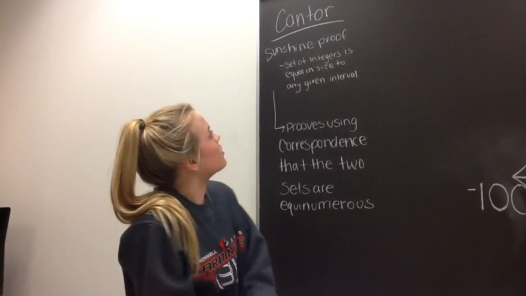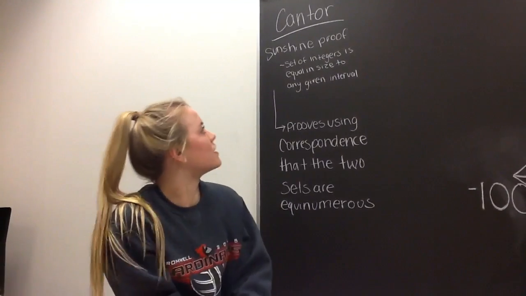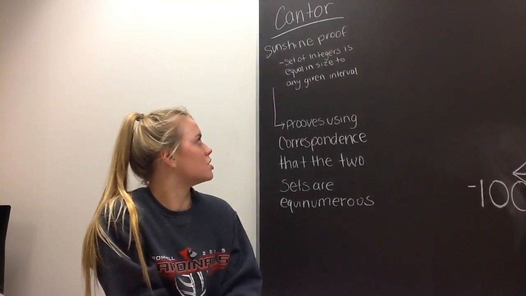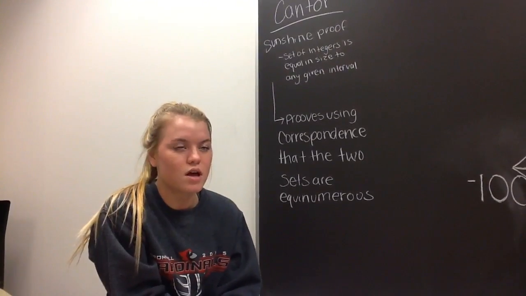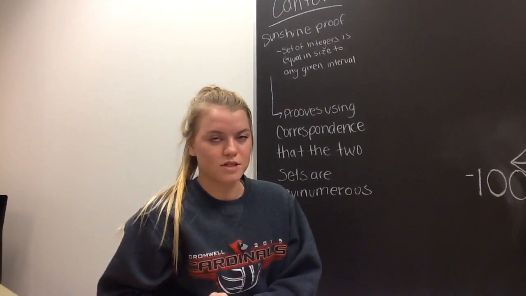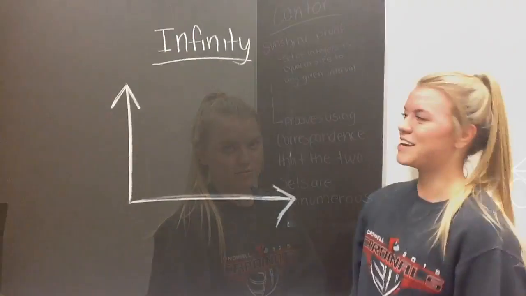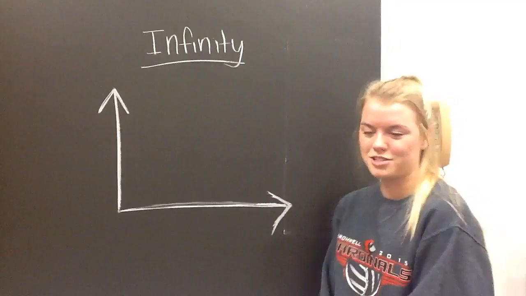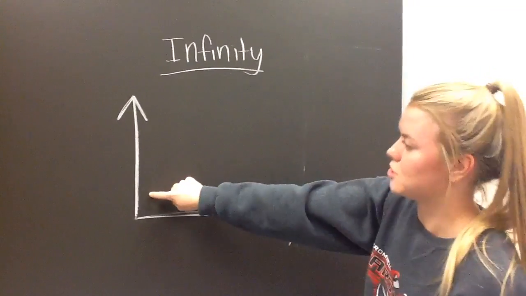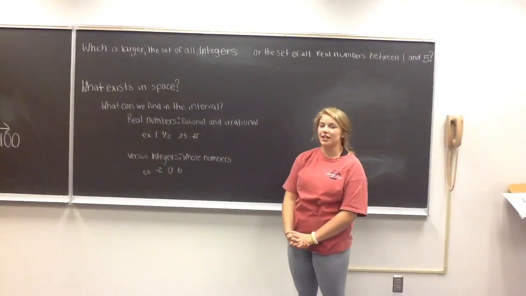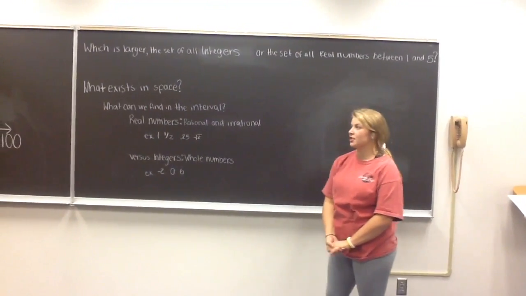And Cantor created the proof to show that the set of all integers is equal in size to any given interval. But to understand this, we first have to talk about infinity. To give you a clear idea of infinity, this chart helps show us that there is no stopping point. This brings us to the question we will try to prove using the sunshine proof.